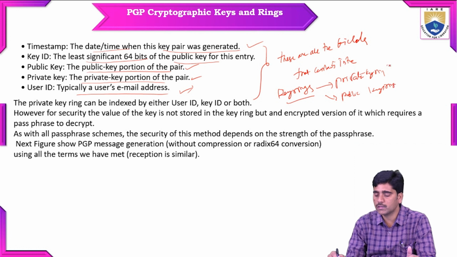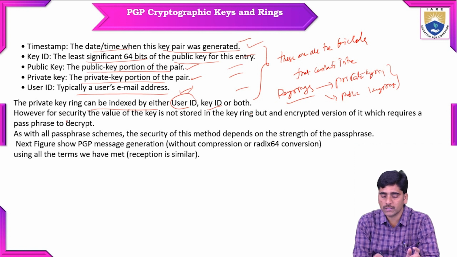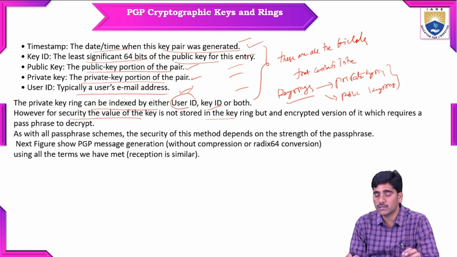So the private keyring and public keyring maintain all these fields like timestamp, key ID, public key, private key, and user ID. The private keyring can be indexed by either a user ID or key ID, or both if possible. However, for security purposes, the value of the key is not stored in the keyring.